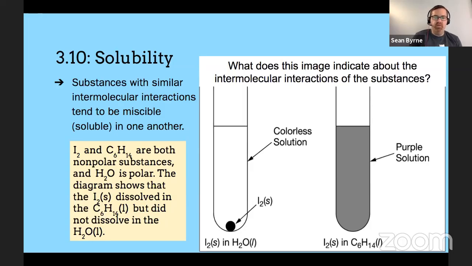So the diagram shows that the iodine dissolved in the C6H14, but did not dissolve in the water. So this is a great example. Remember yesterday we talked about when you're giving an explanation for a diagram like this, we want to make sure we talk about all of the chemicals that are present. So we're not just going to talk about the solution on the right. We're going to talk about all three of the chemicals that are here: iodine, C6H14, and water, to make sure that we're really showing off all the chemistry that we know.